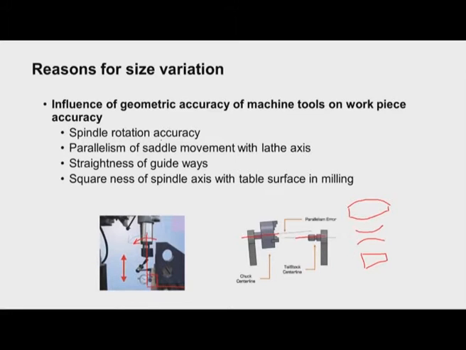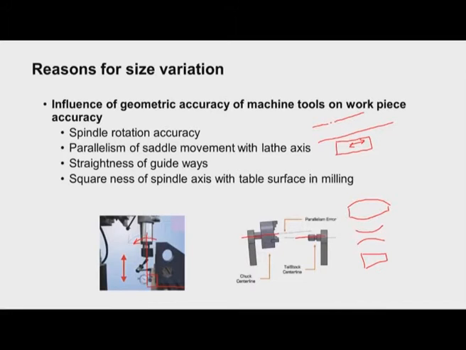So, spindle rotation accuracy plays a major role, and then parallelism of saddle movement to the lathe axis. For example, we have the saddle and the guideway, and then we have the lathe spindle axis. The movement of the saddle may not be parallel to the spindle axis. Because of that, we may get various kinds of inaccuracies in the workpiece, and dimensions also will vary.